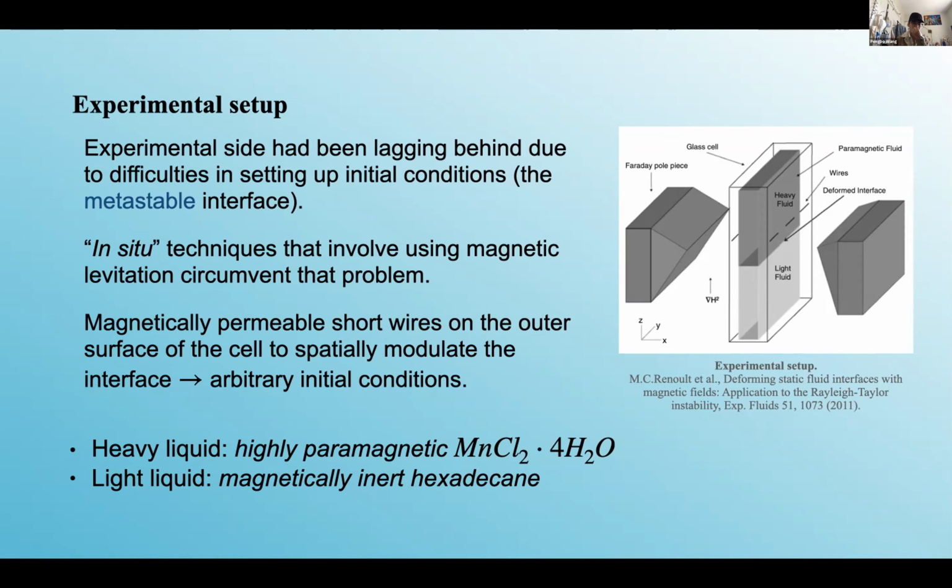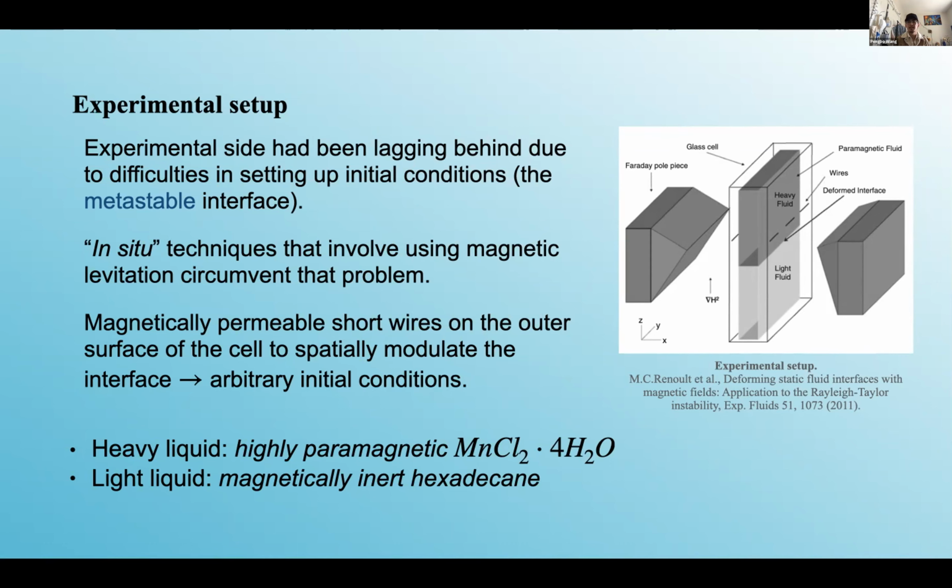And then for the lower liquid, we have almost magnetically inert hexadecane. And the heavy liquid has, I believe, an SG of approximately 1.4. And then the hexadecane has an SG, SG means specific gravity, of about 0.8.